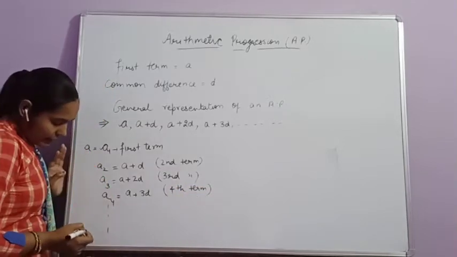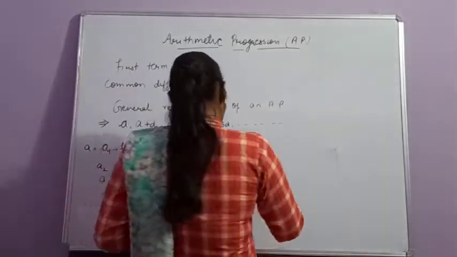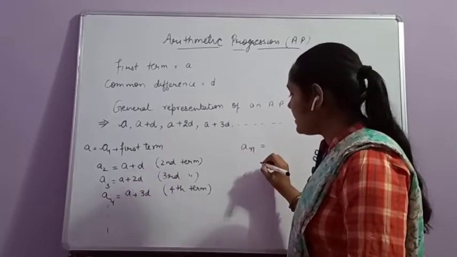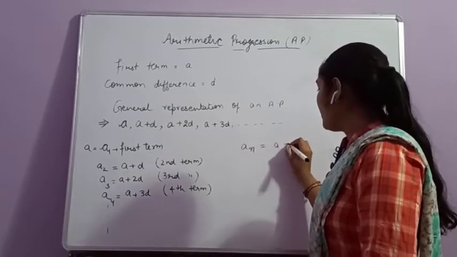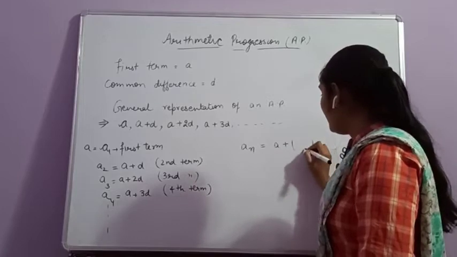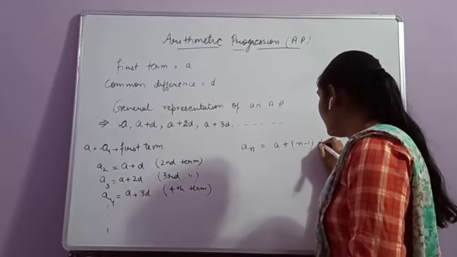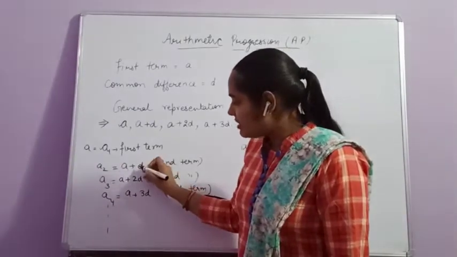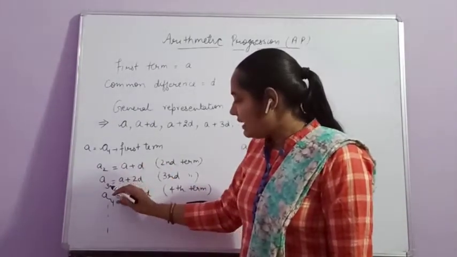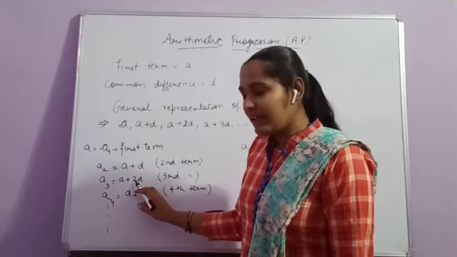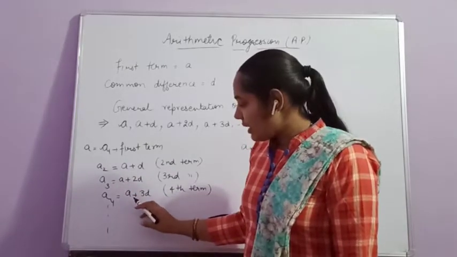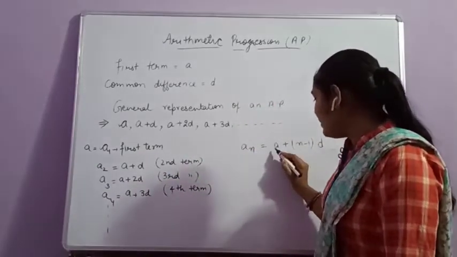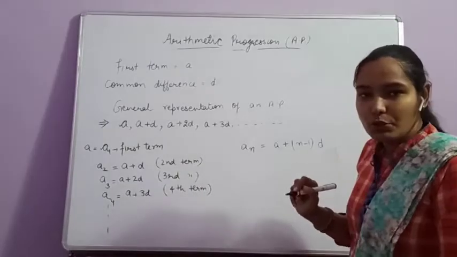Similarly, if we take total number of terms as n, an is equal to a plus n minus 1 into d. Clear? Because you can see that here a2 has a plus d, it means 2 minus 1. Similarly, in a3 we have a plus 3 minus 1. a4 is equal to a plus 4 minus 1. Similarly, in an that will be equal to a plus n minus 1 into d.